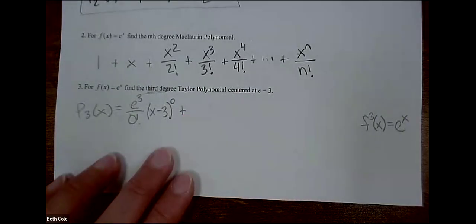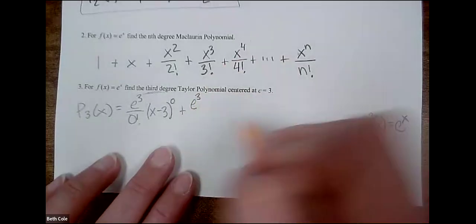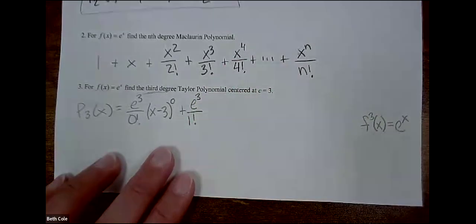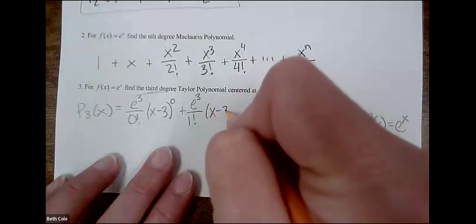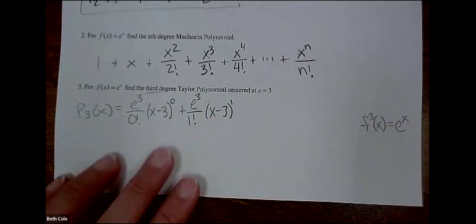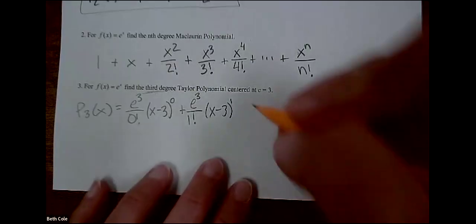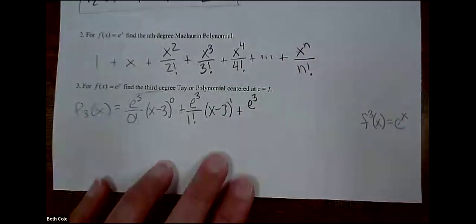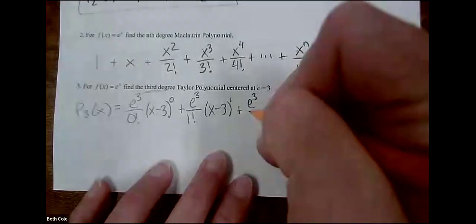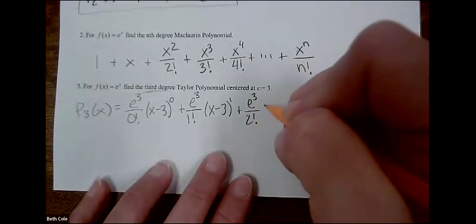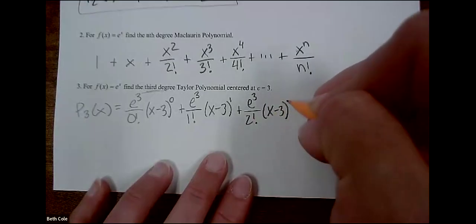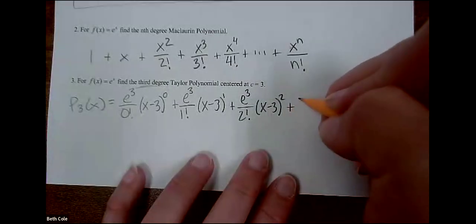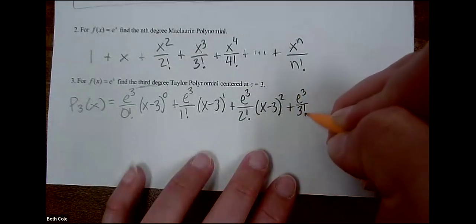All right, let's try the next one. First derivative is still e to the x. So it's going to be e to the 3rd over 1. Good, you guys are getting it. x minus 3 to the 1. Even though I messed up the first problem, you still got it. So I'm very proud of you. All right, and then the next one would be e to the 3rd, they're all going to be the same, over 2 factorial, x minus 3 to the 2nd. And then can we just all go ahead and write one more?